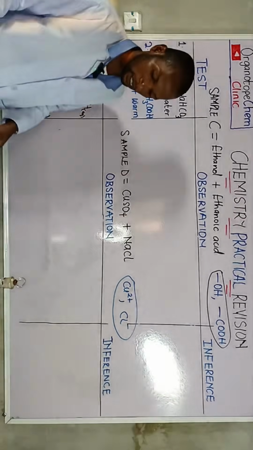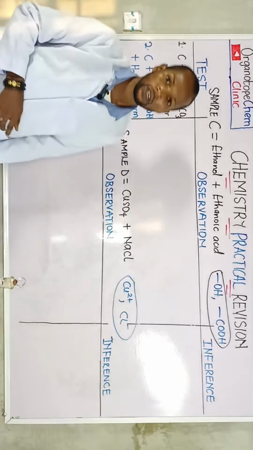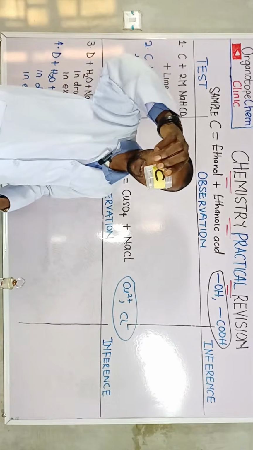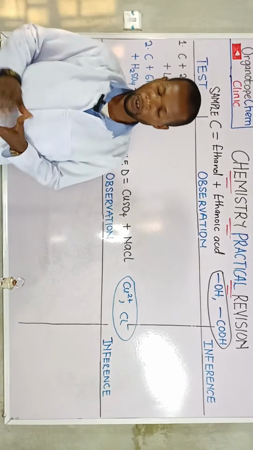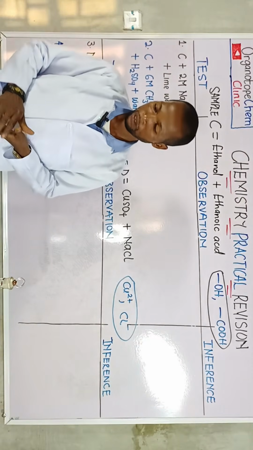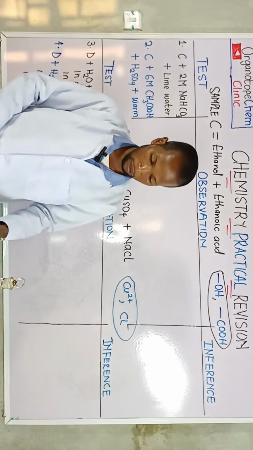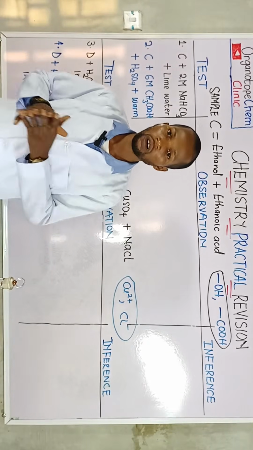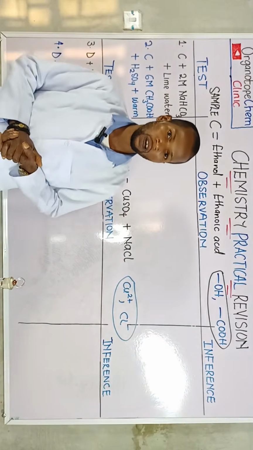We are starting this qualitative analysis with sample C, okay, which is the mixture of ethanol and ethanoic acid. We've identified that in this container. Now, from the structured question right here, I need you to write: C is a mixture of two organic compounds.